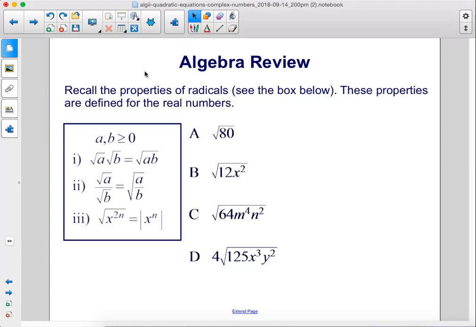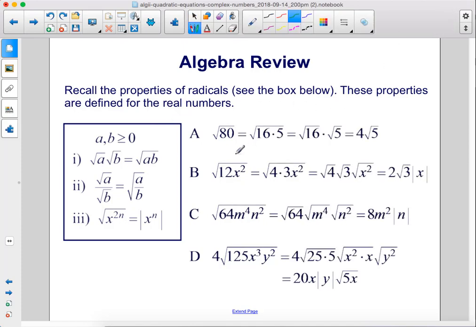Recall the properties of radicals. See the box below. These properties are defined for the real numbers. The square root of 80. Well, 80 is also 16 times 5, so you can break this up into two radicals. The square root of 16 times the square root of 5. The square root of 16 is 4, and we can't reduce the square root of 5 anymore, so it's 4 times the square root of 5.